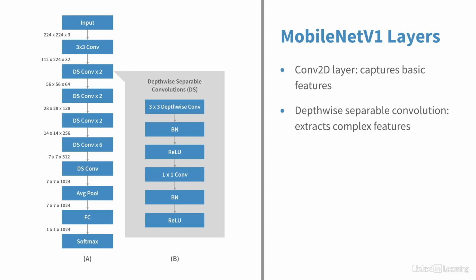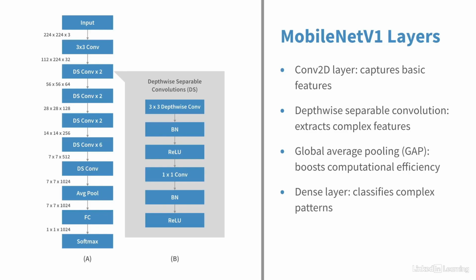We also have the global average pooling. This reduces the feature map's dimensionality, which makes the network computationally efficient. This, again, is followed by the fully connected dense layers, which learns nonlinear combinations of the features from the previous layer and assists the model in classifying complex patterns. This all is followed by the softmax layer. So this outputs the probability distribution over the classes, which makes the final prediction.